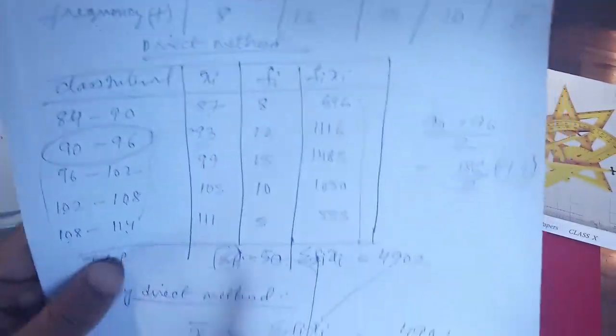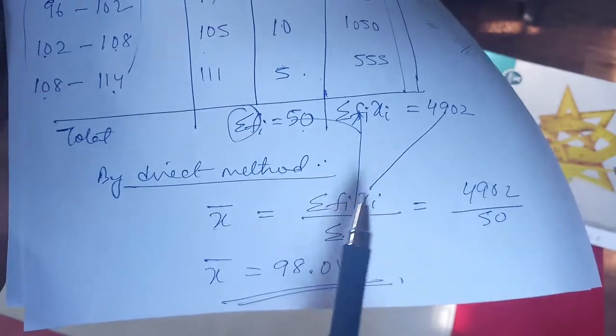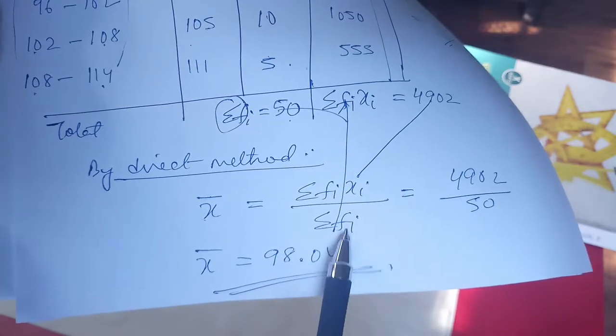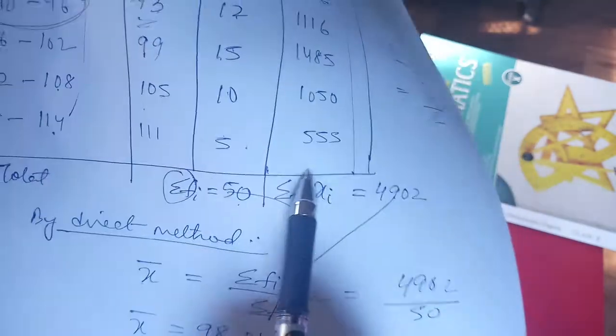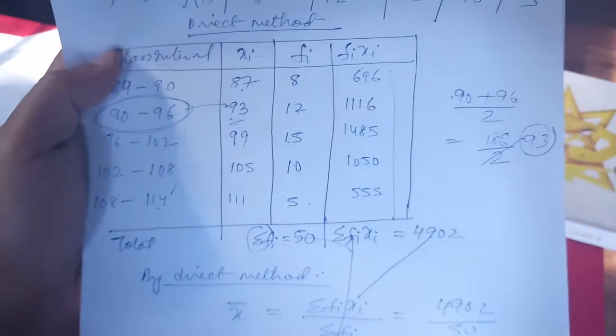Okay. So the formula for the direct method is very easy. You just have to find the mean: summation fi xi divided by summation fi. Whatever total sum you have added, the total sum of fi xi, you have to divide by the sum of fi. So all the direct method will be similar like this.